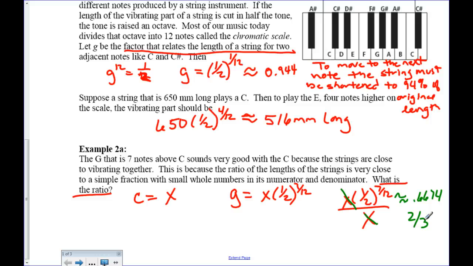All right, so I'm going to pause this. I want you guys to look at the next problem, which is 2b. It's the same kind of thing. Give yourself time to do it, and then we'll see if you got the same answer I did.